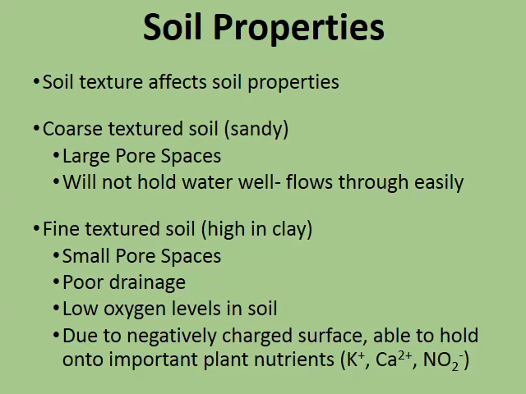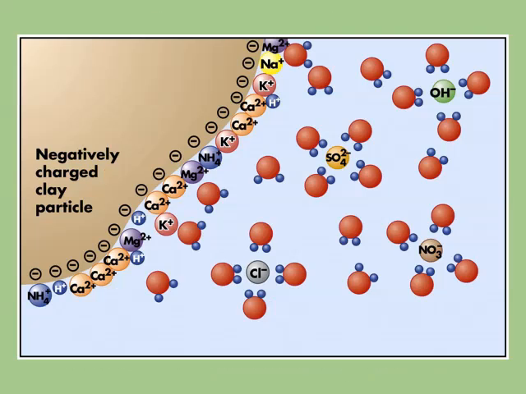Now, the funny thing about clay is you have small pore spaces, which means it's going to drain very, very slowly. You're going to have very low oxygen levels in your soil. However, you do want some clay in your soil because clay, it's so small, it has a negatively charged surface. So it's able to hold on to important plant nutrients that are typically positive. So if you look in this picture, you have calcium, you have potassium, magnesium, and what they're doing is they're actually attracted to that negatively charged clay particle.